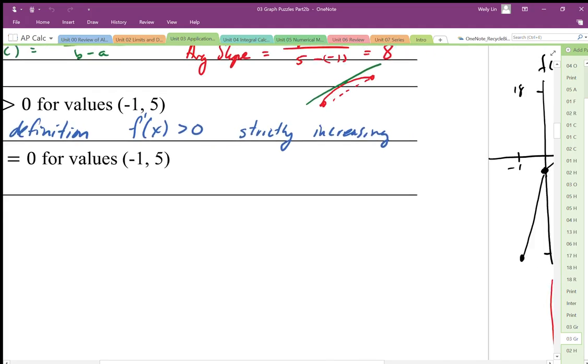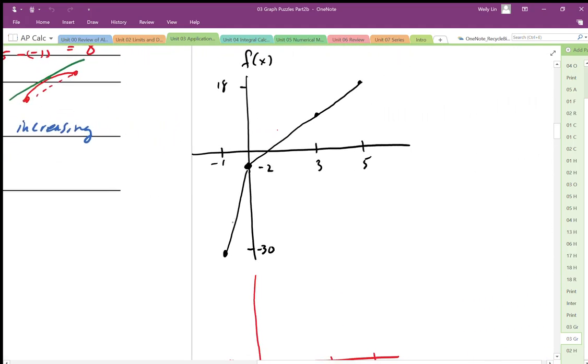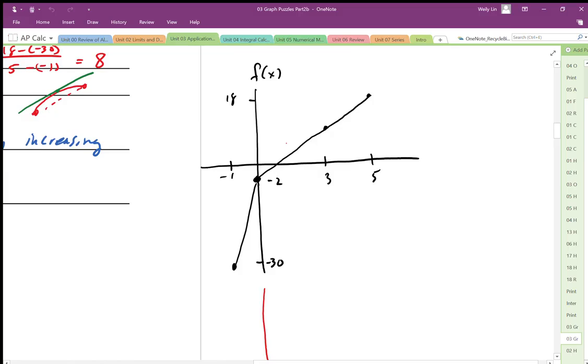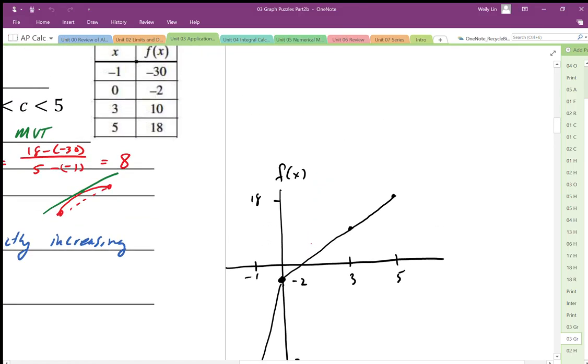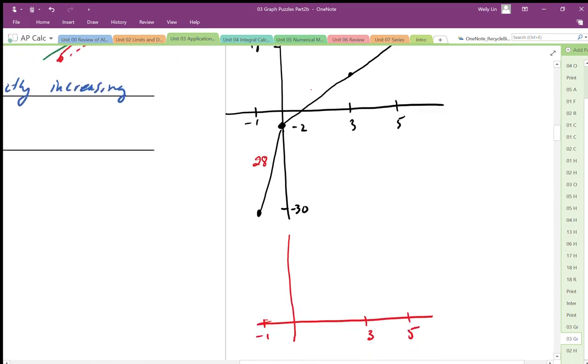Well, to analyze that, we're going to look at the graph here. So I plotted some points, and we can see that the points are going to look like this. What I'm going to do is analyze the slope between points. If I calculate the slope between -30 and -2, it's going to be a rise of 28, a run of 1. So I've got a slope of 28.